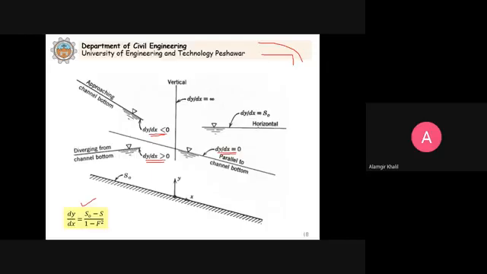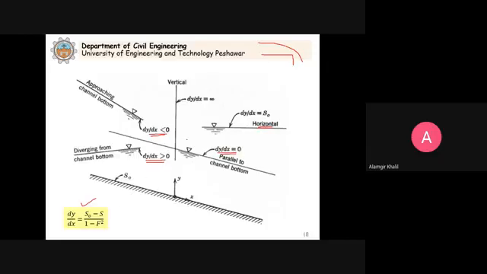And if we have a horizontal channel, then dy by dx will be equal to S naught. It means that this surface will be again parallel to the bottom horizontal slope. So that's why this dy by dx will be actually equal to this S naught, because both will be parallel, clear, horizontal.